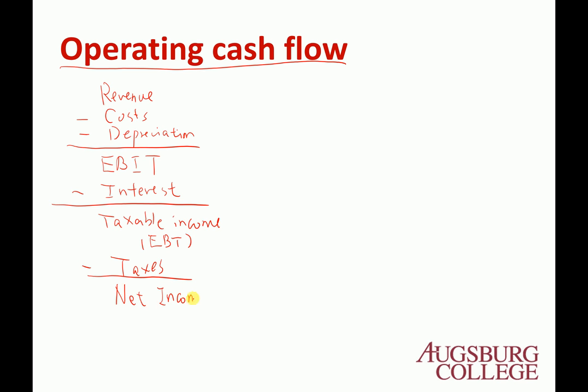So your operating cash flow is EBIT plus depreciation minus taxes, right? That we learned in chapter 2.